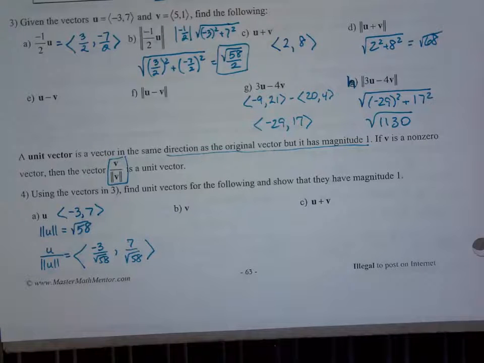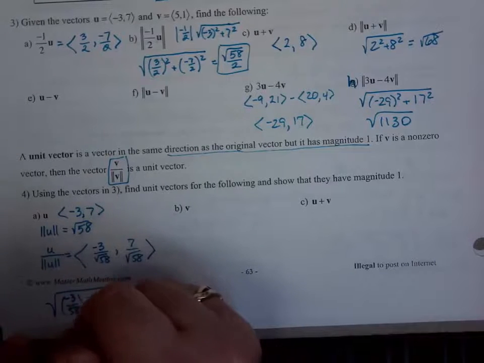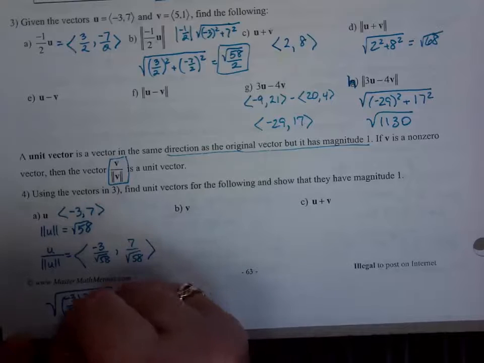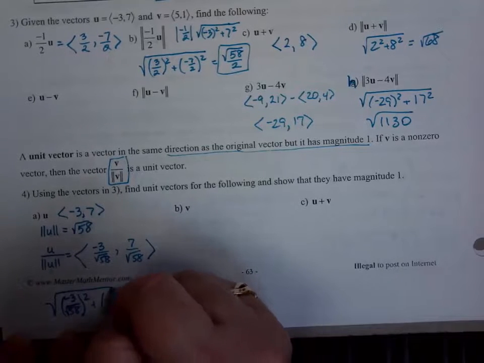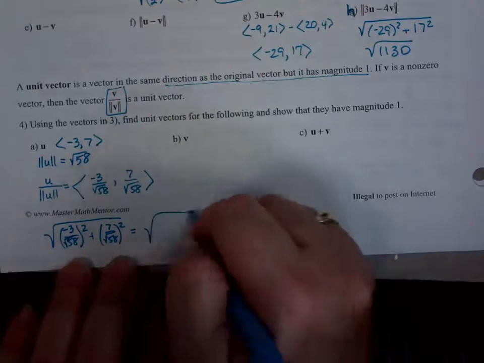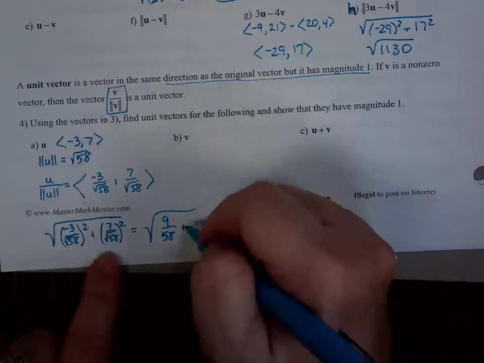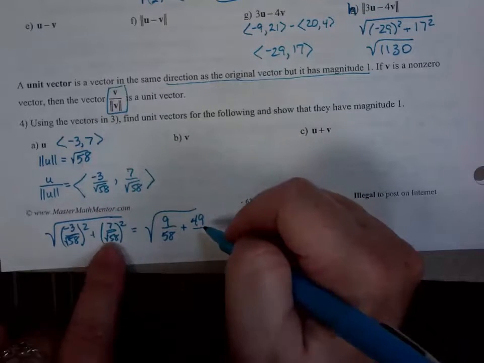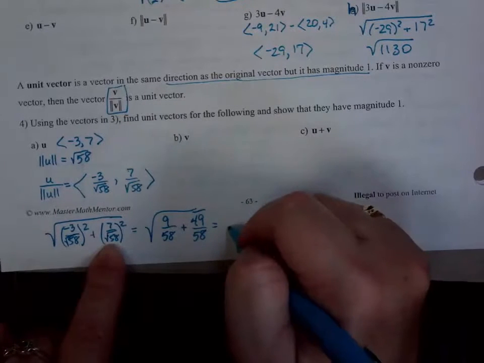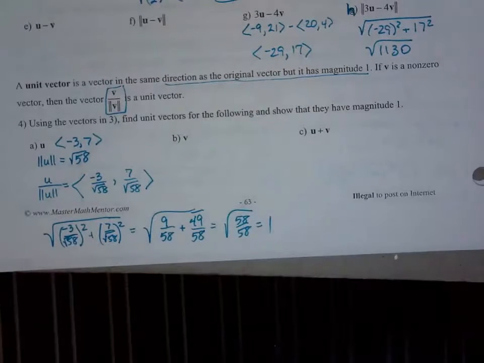Now, if I squared this, let's go ahead and do this real quick. So if I squared this and added to it the other one squared, whoops, I forgot the square root on the bottom. What happens? Well, what is negative 3 squared? 9. So the 9 over the square root of 58 squared is 58. Plus 7 squared is 49, and the square root of 58 squared is 58. And when you add those together, you get 58 over 58, which is 1. So that tells me that what I just created is 1 unit long. I just found its magnitude.